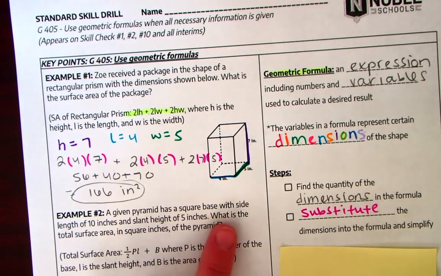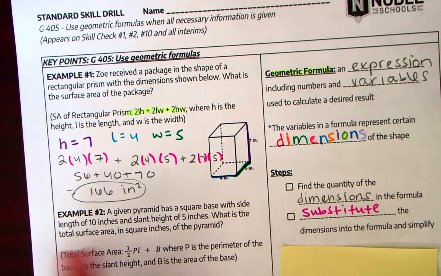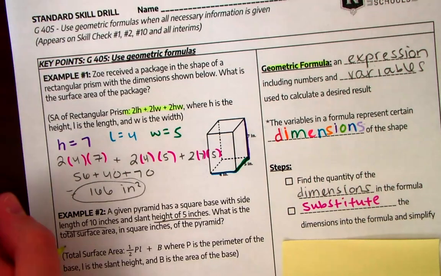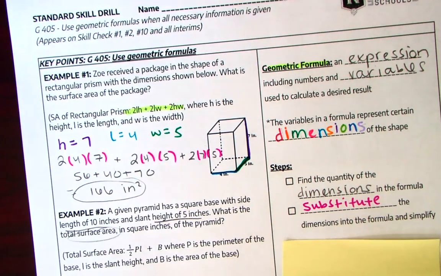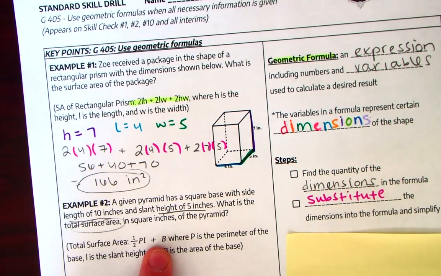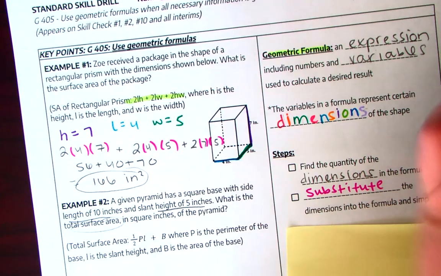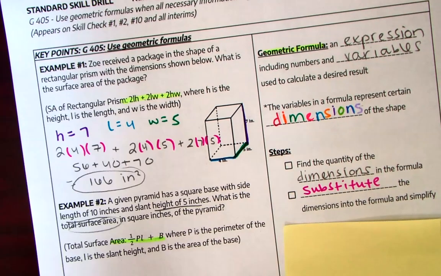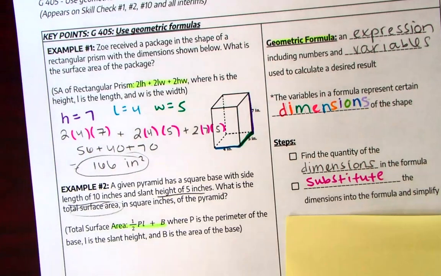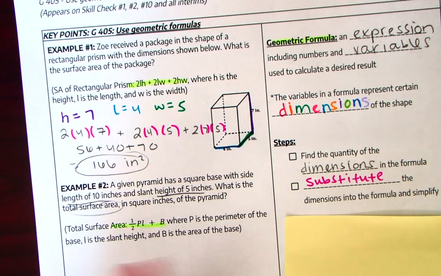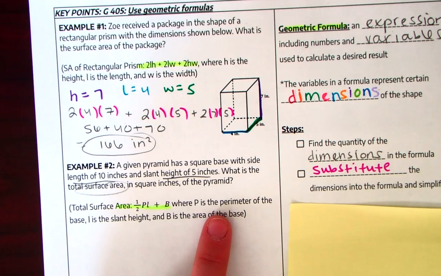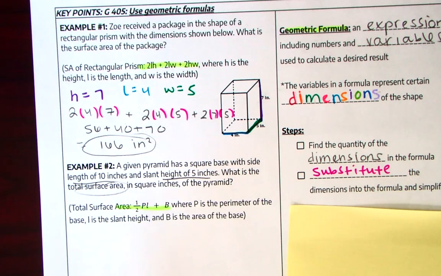The given pyramid has a square base with a side length of 10 inches and a slant height of 5 inches. What is the total surface area in square inches of the pyramid? Notice here it says total surface area is this formula. So I have a formula here where I'm going to figure out what the dimensions are. It says where P is the perimeter of the base, L is the slant height, and B is the area of the base.